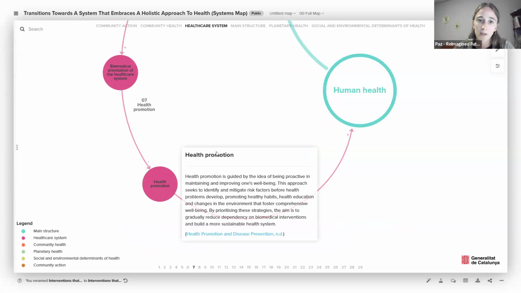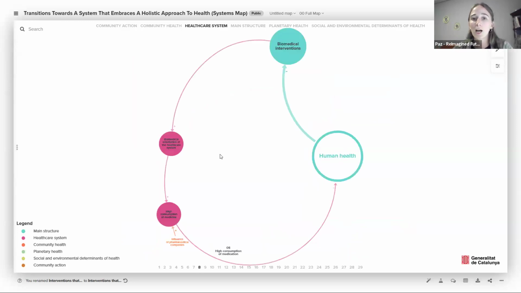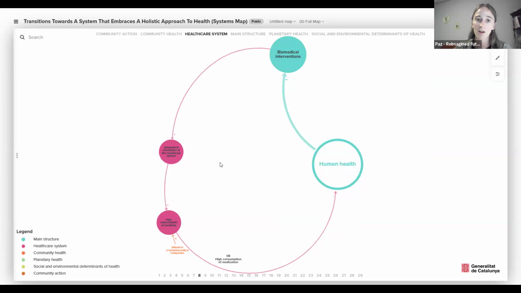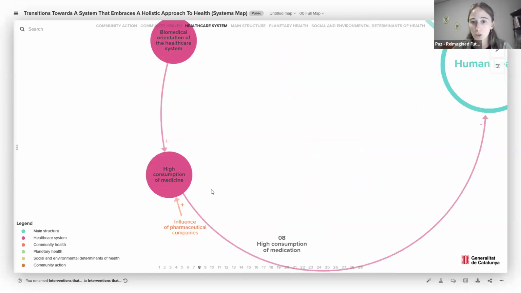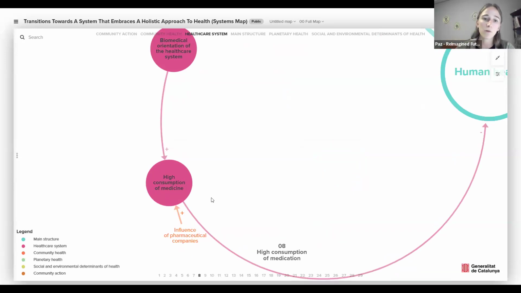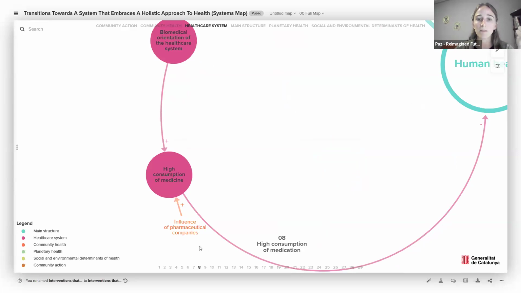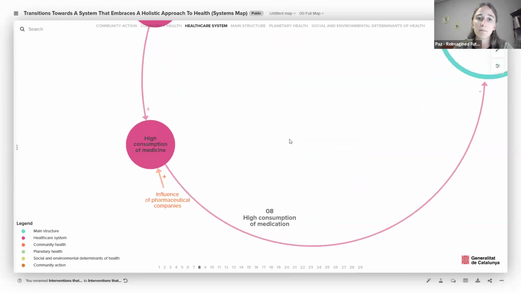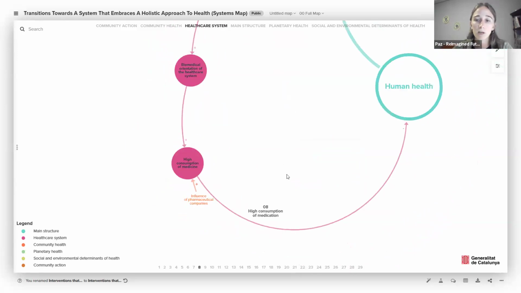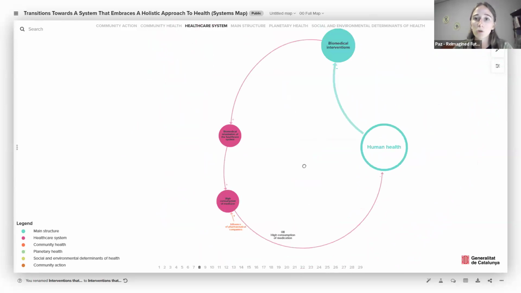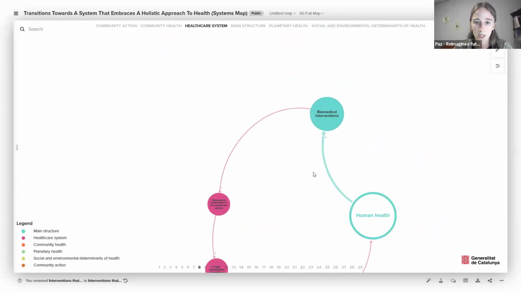Loop 8 tells us the story of how this biomedical orientation tends to promote the use of medication as the primary solution for a wide range of health issues. And this, of course, is reinforced by the influence of pharmaceutical companies. And this high consumption of medicine could also create longer-term health issues, perpetuating the need for biomedical interventions.